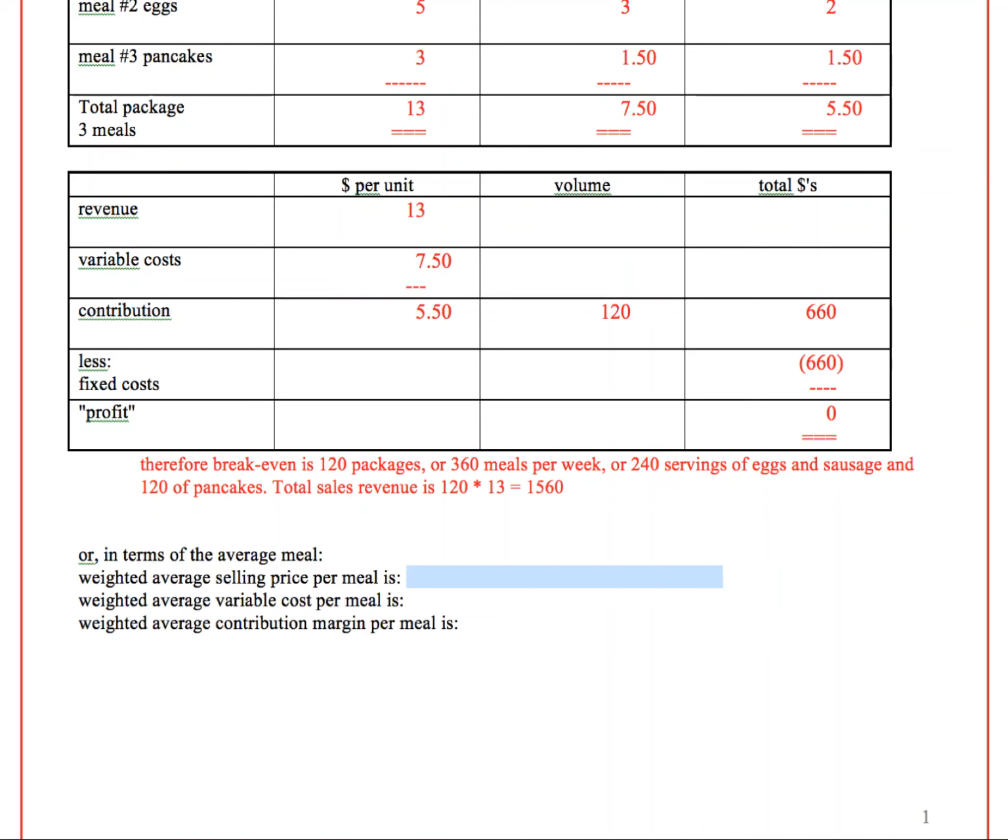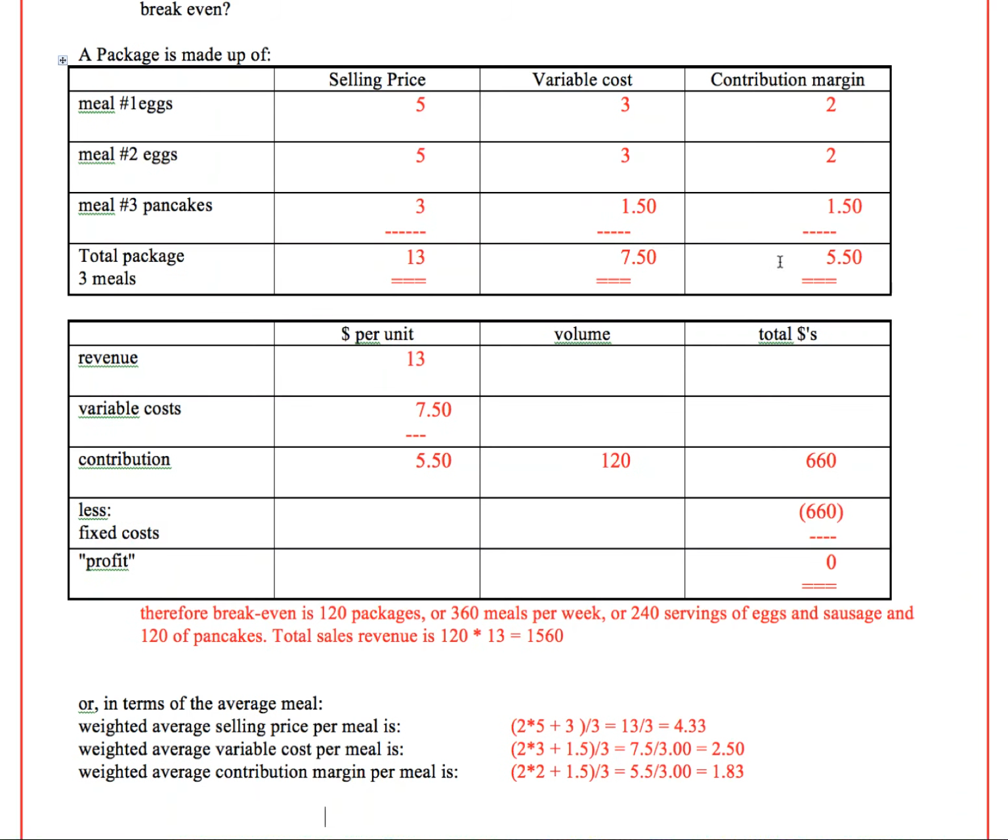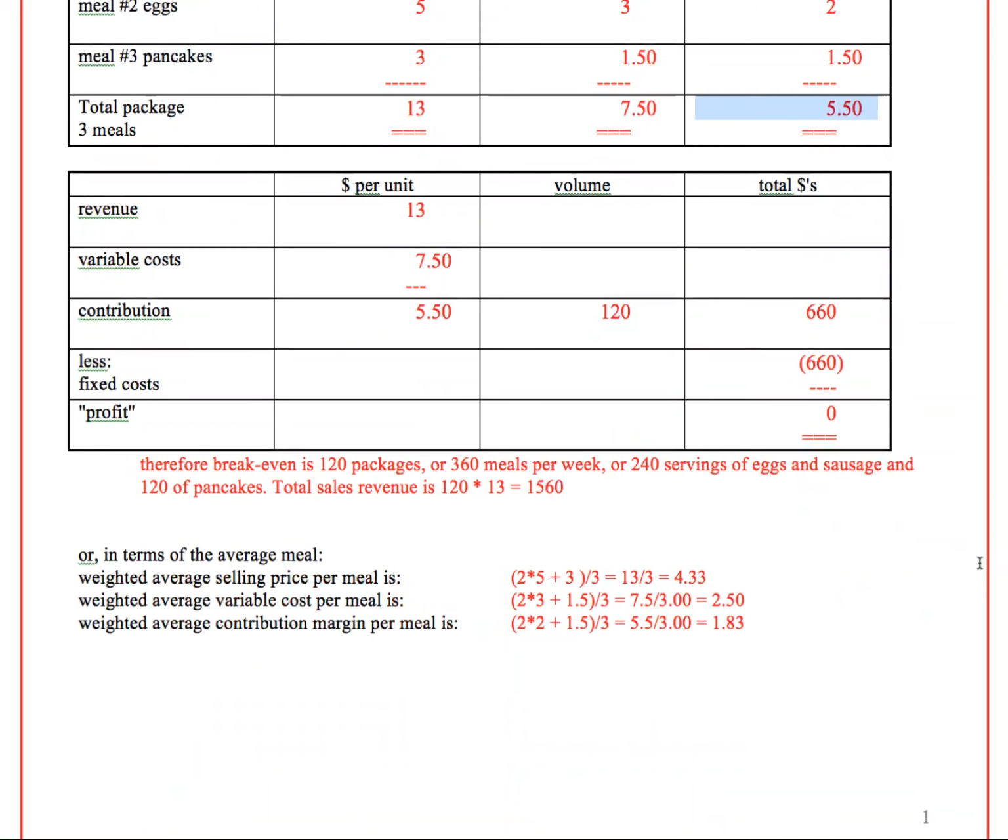We know that the weighted average price per meal is the $13 divided by the 3 meals. That's 2 lots of $5 and 1 lot of $3, divided by 3, so $4.33. The average variable cost per meal is $7.50 divided by 3, which is $2.50. And the weighted average contribution per meal then is this $5.50 divided by 3 meals, which is $1.83 per meal.